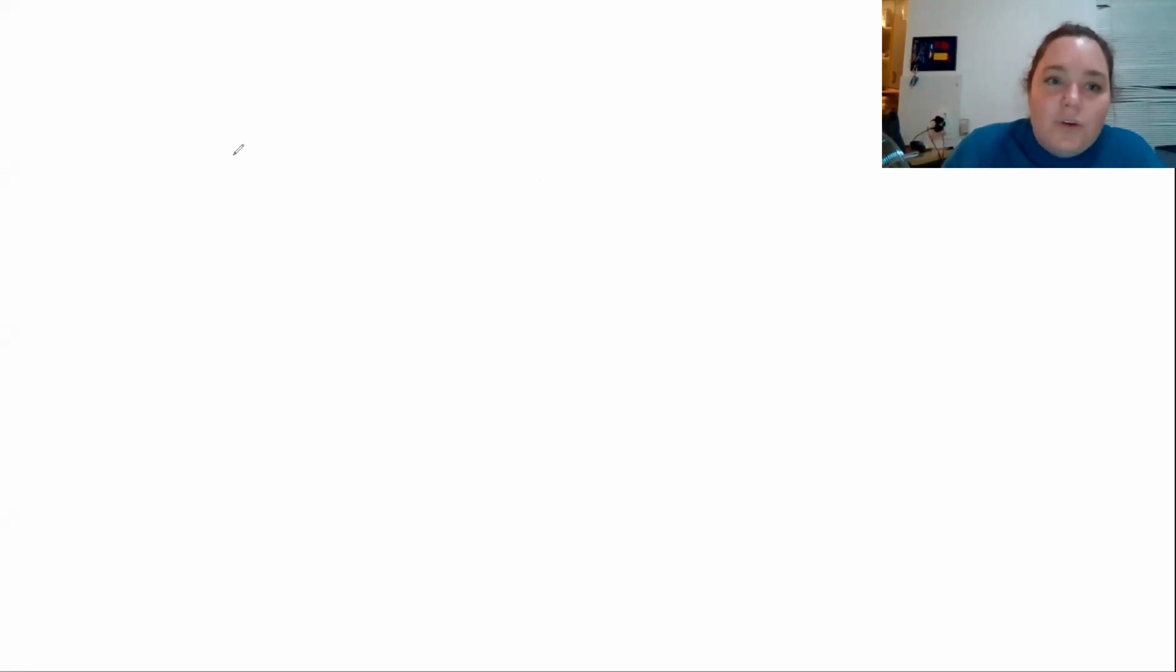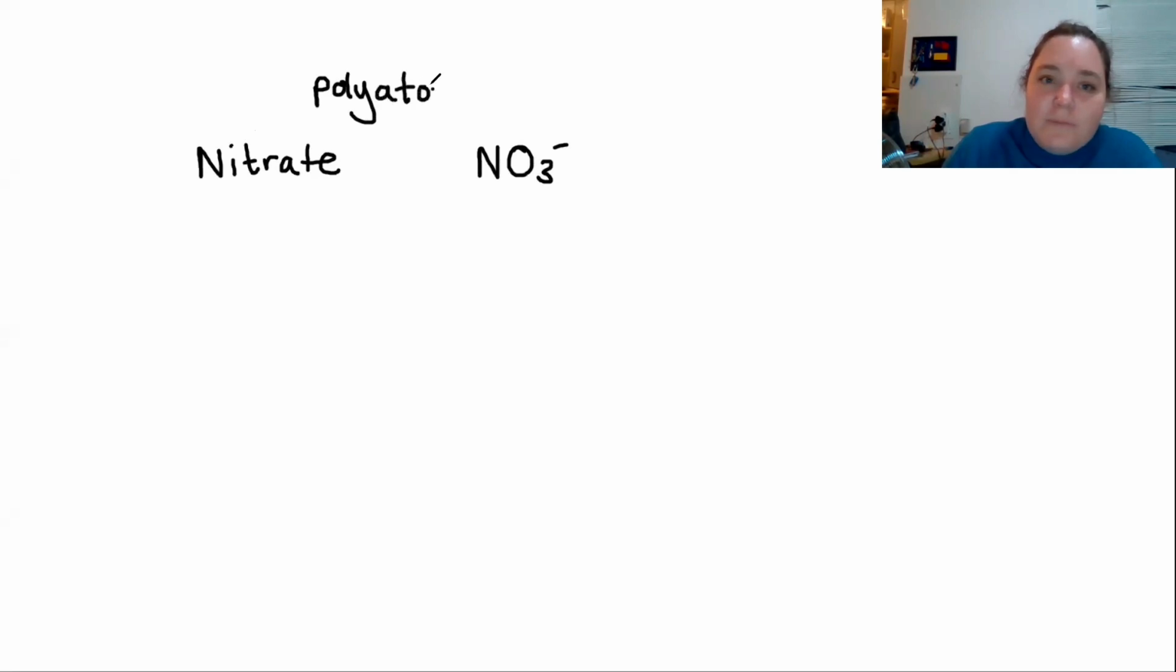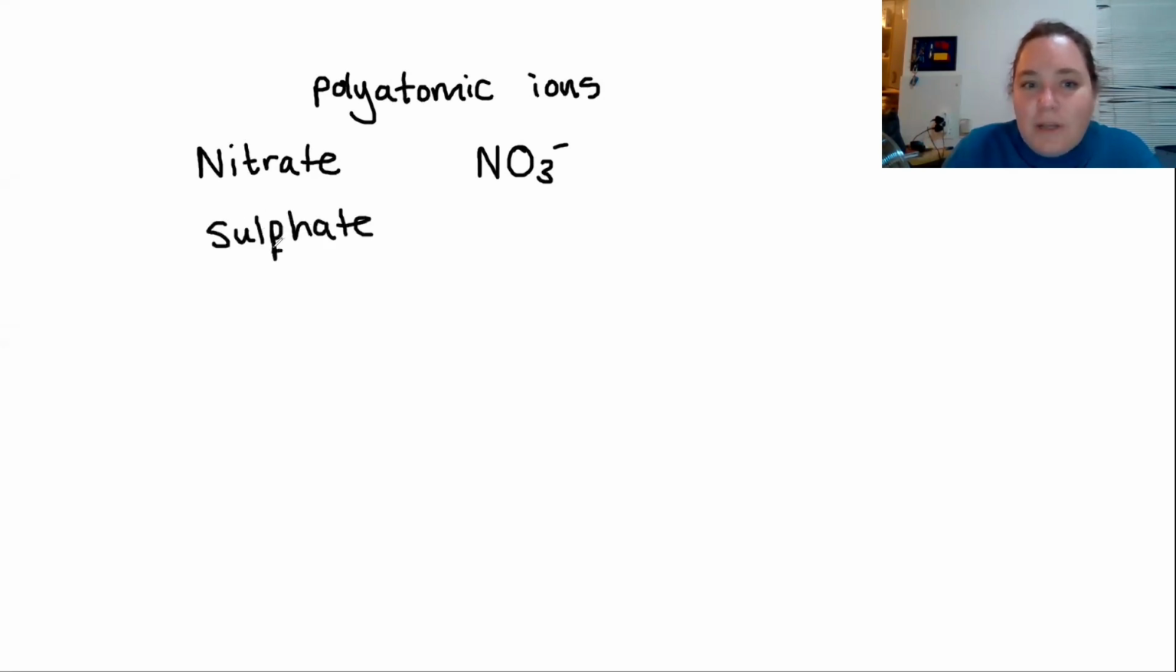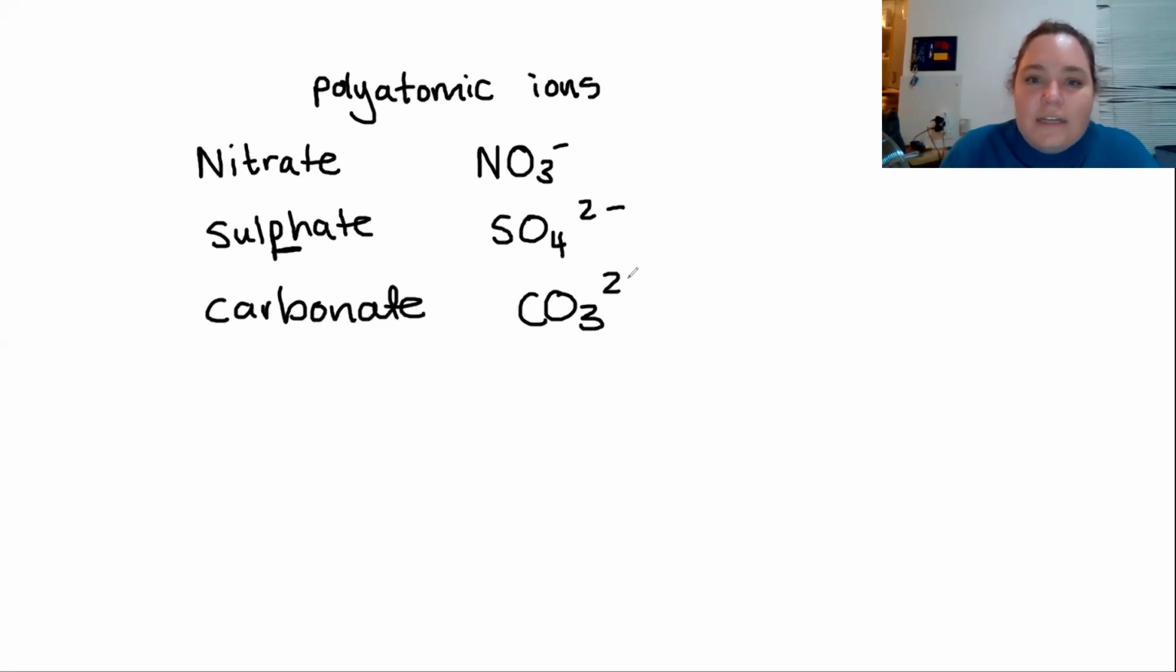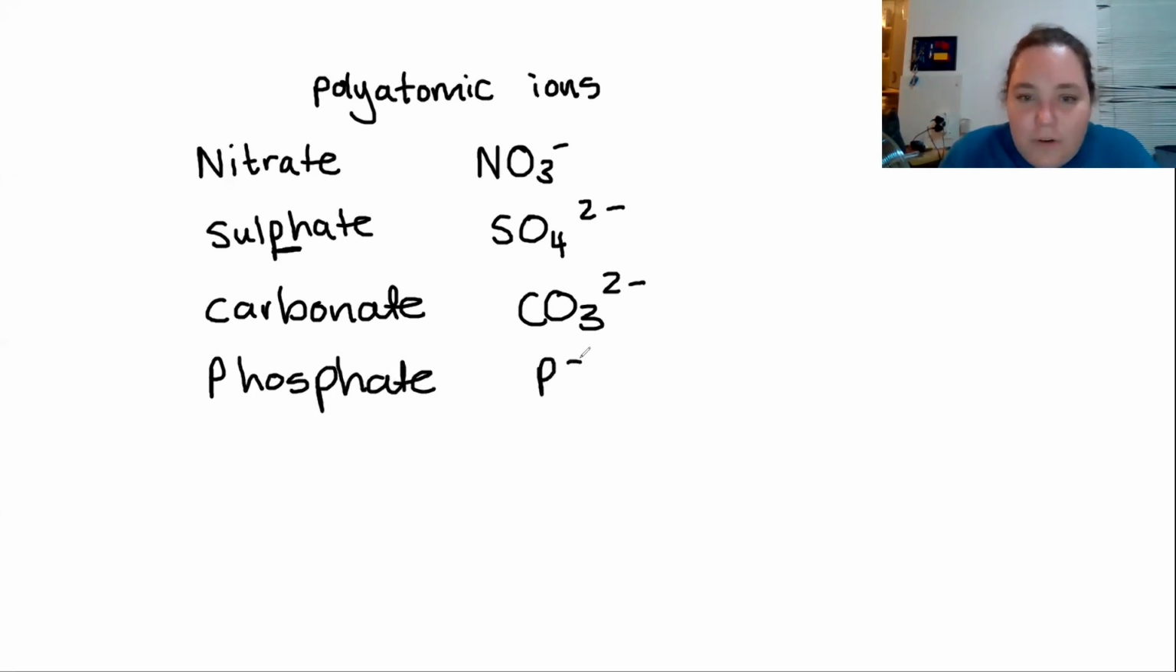Okay, so you are likely to get asked nitrates. Nitrate is NO3-. Just for the record, the heading here is polyatomic ions. Nitrate, NO3-. Sulfate, please note it's technically spelled with an F. I still spell it with a PH, but you can spell it with an F and it's technically more correct. SO4 2-. Carbonate is CO3 2-. Phosphate is PO4 3-.